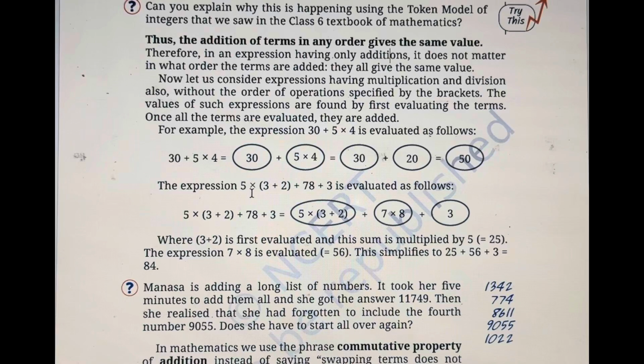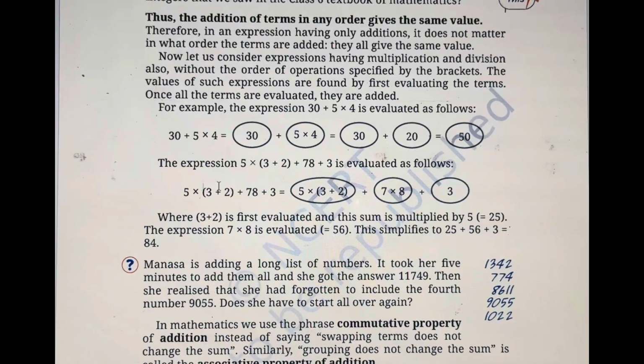The expression 5 into 3 plus 2 plus 7 into 8 plus 3 is evaluated as follows. Let us see. So 5 into 3 plus 2 together is one term. Why? Because the plus sign is here, not the sign which is inside the bracket. And the second term is here. Actually, there is a mistake in the textbook. There should be a multiplication sign. So 7 into 8 is another term, and this 3 is the third term.